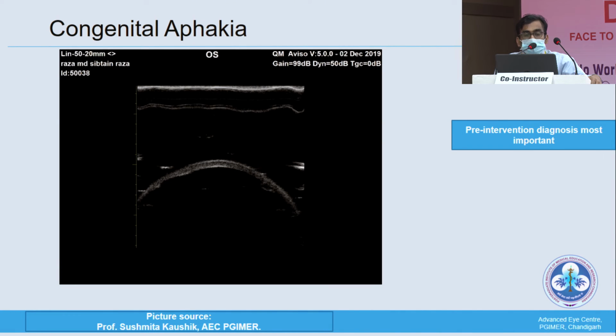The last one is congenital aphakia. One should not miss this case. There is a single chamber and no structure visible behind. So preoperative diagnosis is very important. If you miss it preoperatively and go for surgery, the eye will invariably go for a poor outcome.